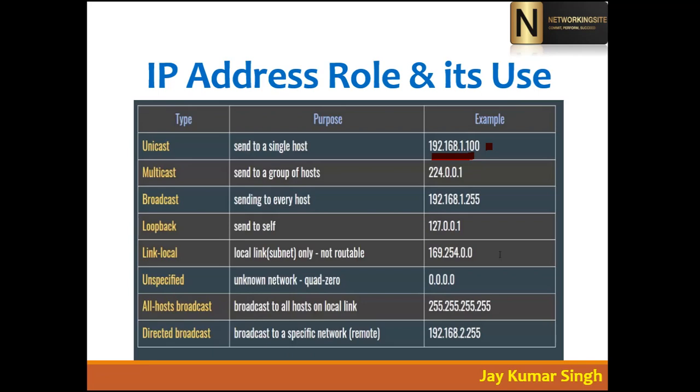192.168.1.100. It means how many computers can you assign this IP address to? A single computer, right? Because this is a single IP address, it is known as a unicast IP address. The IP you can assign to only one computer is known as a unicast IP address.